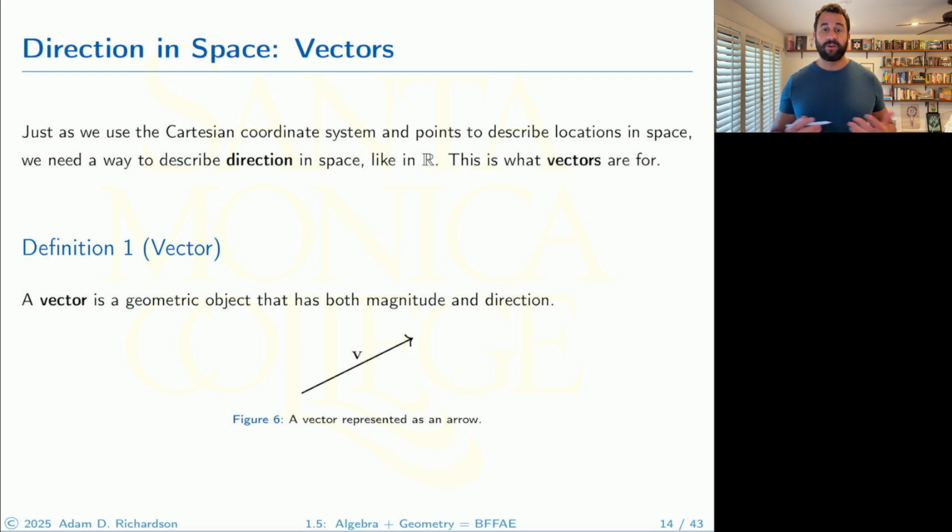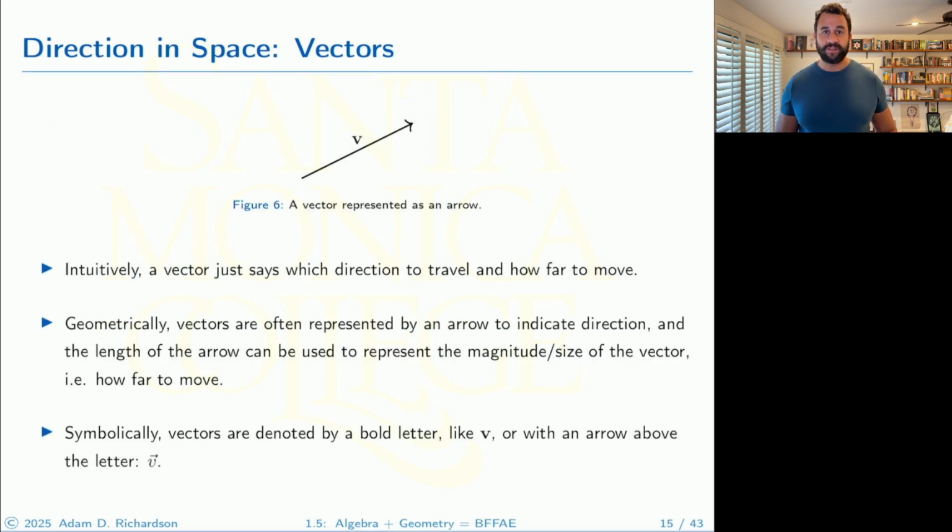So we do that with what are called vectors. So what is a vector? A vector is a geometric object that has both magnitude and direction. So here is a visual representation of a vector. A lot of times we represent them as arrows, all right? So intuitively, a vector just says which direction to travel and how far to go. That's the basic way of thinking of a vector. So when you think about a vector, think about it like that. It's telling you which way to go and how far.